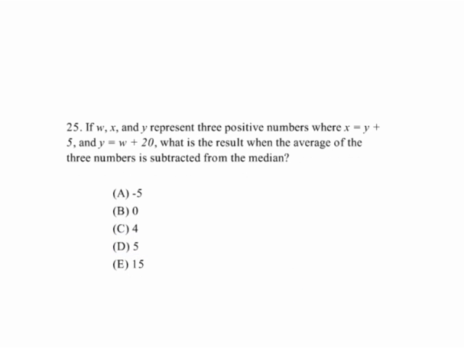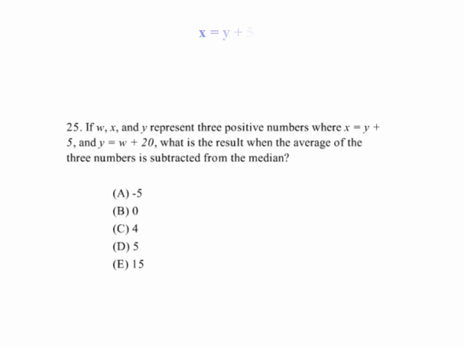You've got to work this problem pretty methodically because it looks difficult at first. You just simply have to sort through what they're asking for when they say what's the result when the average of three numbers is subtracted from the median. Okay, first we're given w, x, and y, and they represent three positive integers. We have to determine which one is the median.